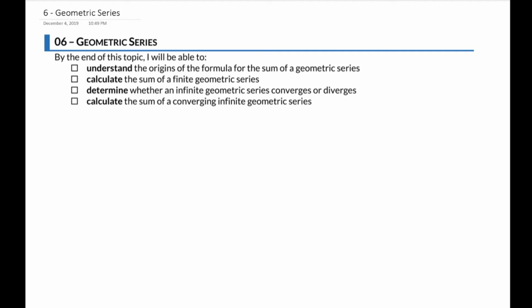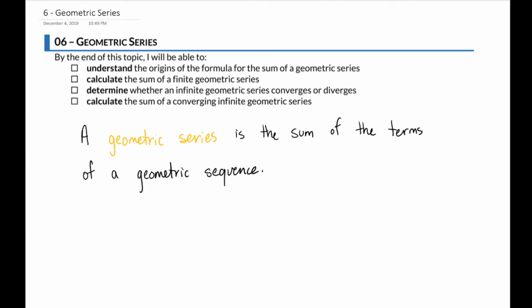In this video lesson, we're going to learn about geometric series. A geometric series is the sum of the terms of a geometric sequence. An example of a geometric sequence might be the sequence that starts at 1 and triples each time. So those terms would be 1, 3, 9, 27. And so the corresponding series would be 1 plus 3 plus 9 plus 27 plus, and so on.